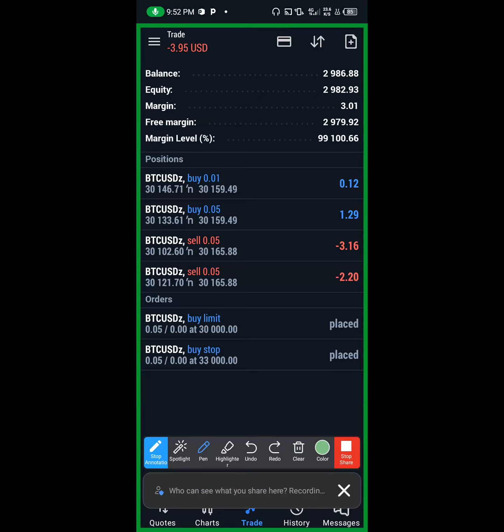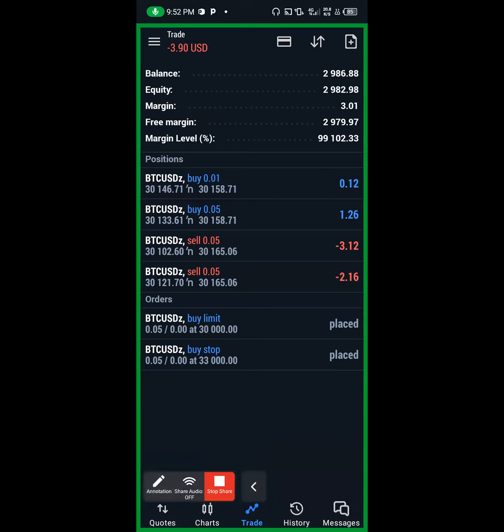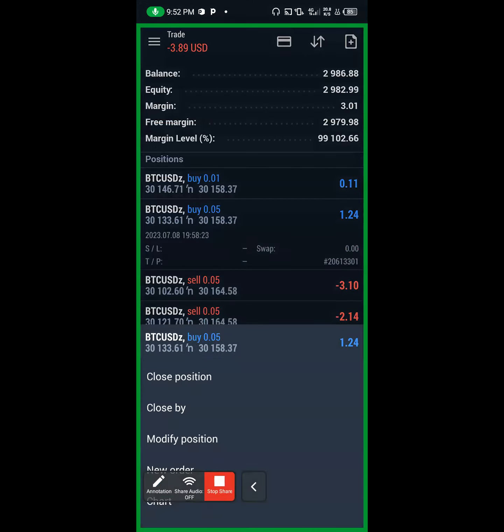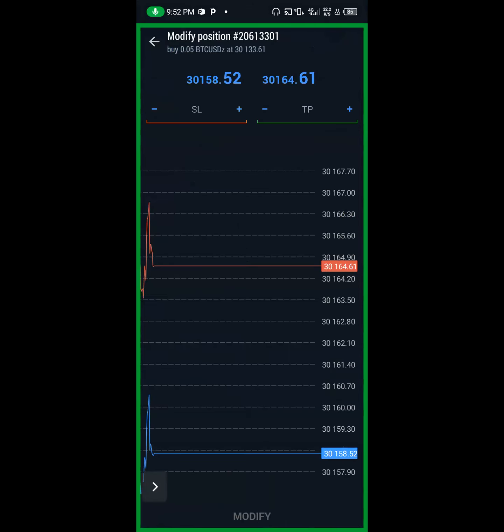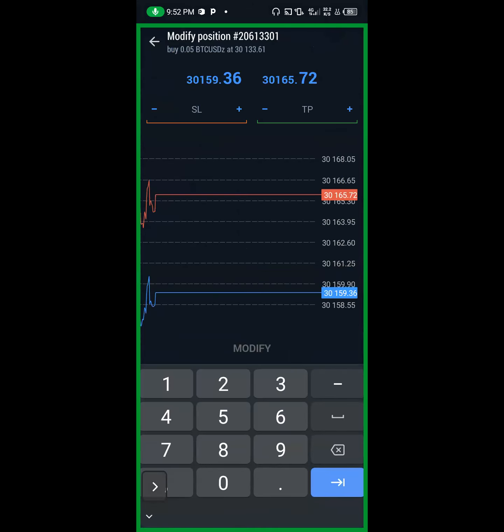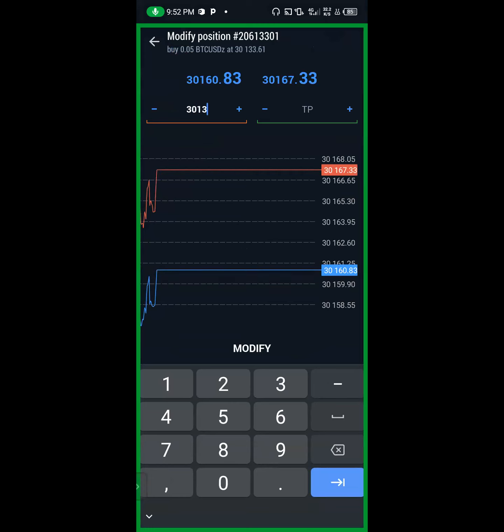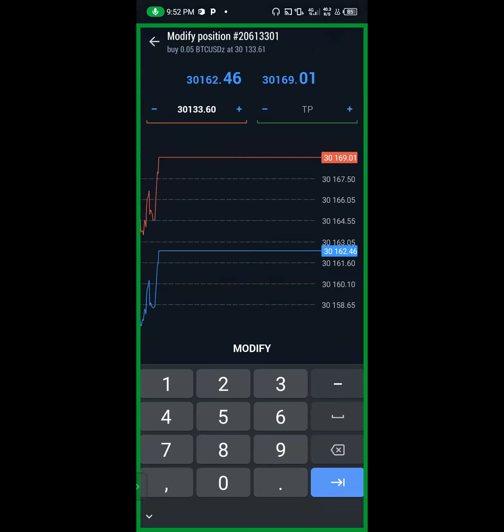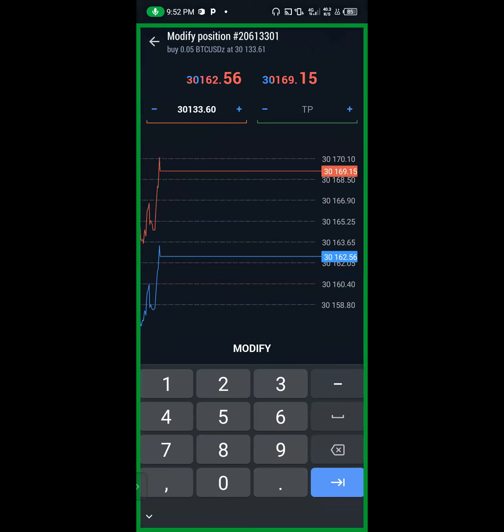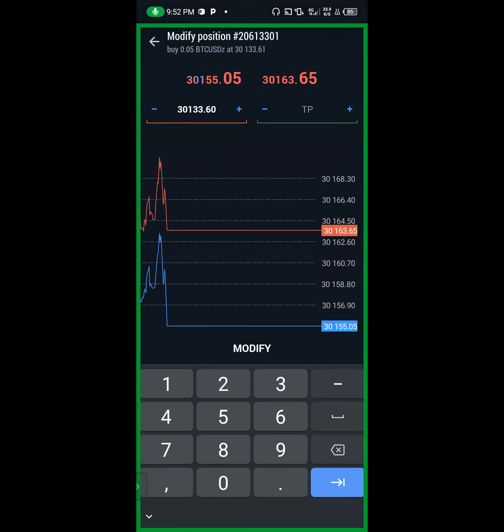Now, if I want to secure my money, which is BE, what do I do? Remember it's a buy, right? So if I want to secure my money, I'll come here, click modify. I will now put the stop loss at 30,133.60, which is the same as my entry. So even if this trade reverses, it will not take my money again. It will only take the profits. So I won't take profits and I won't lose my money. That is BE.